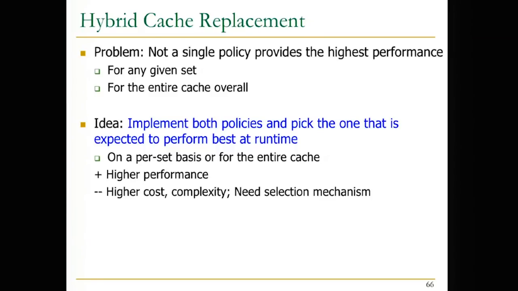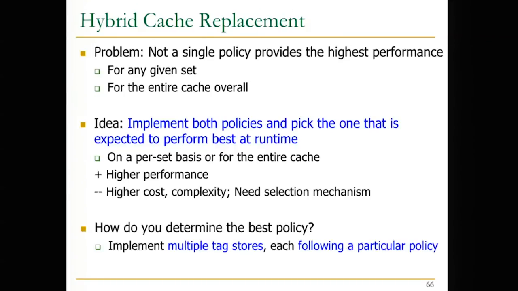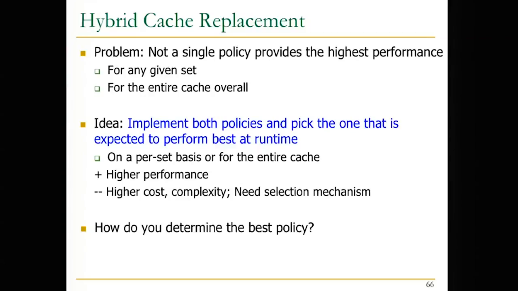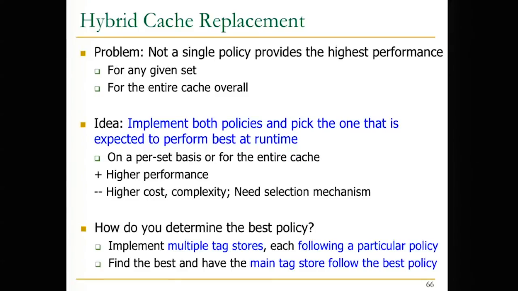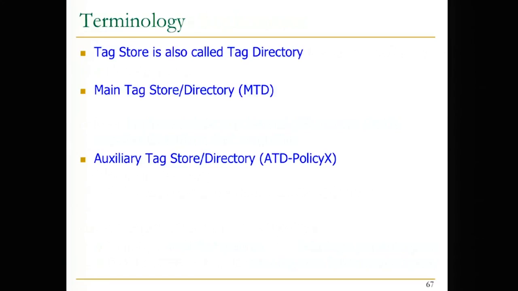Let's talk about that selection mechanism. How do you determine which one is performing better? Well, one idea, there may be other ideas over here, and this is a potential place for innovation. But one idea that's used in existing systems is you implement multiple tag stores, each following a particular policy, and find the best one and have the main tag store follow that best policy. Of course, this comes at a cost, right? So let's take a look at that.